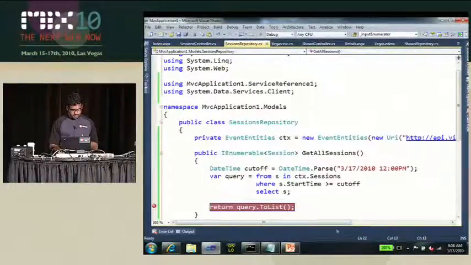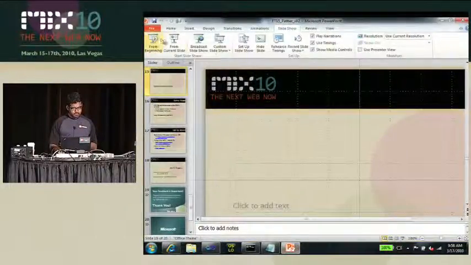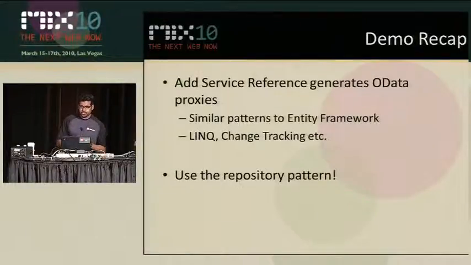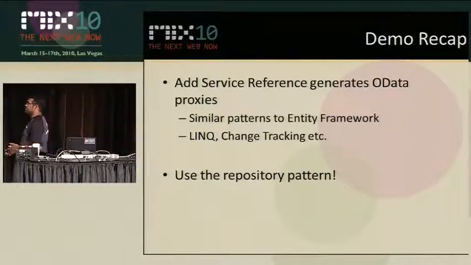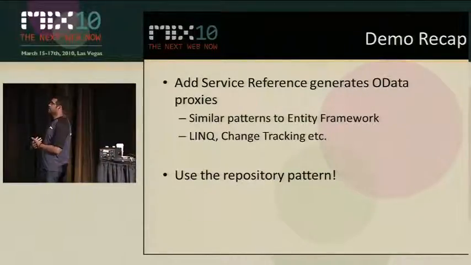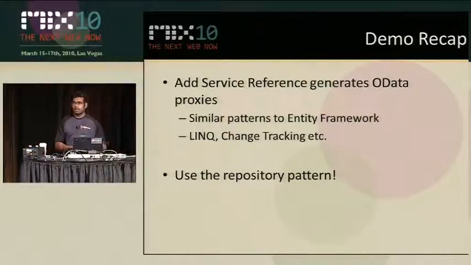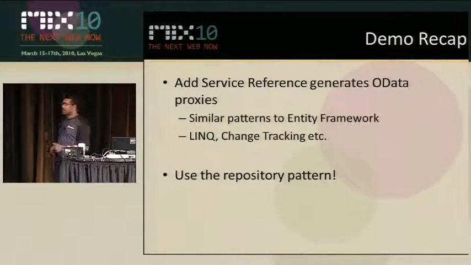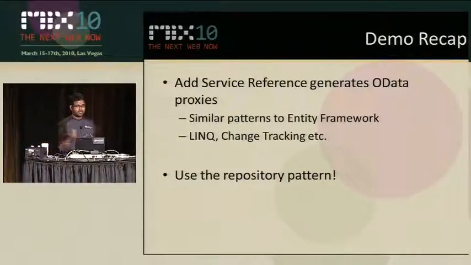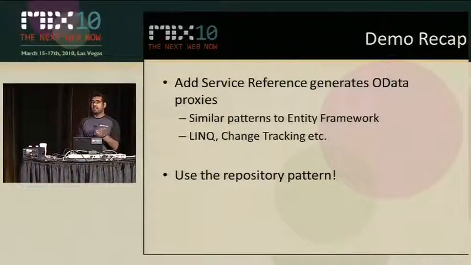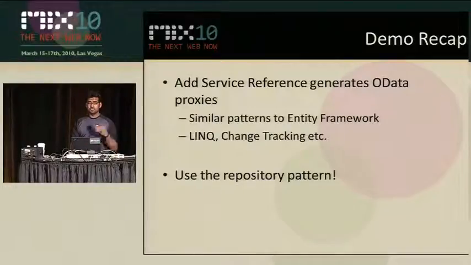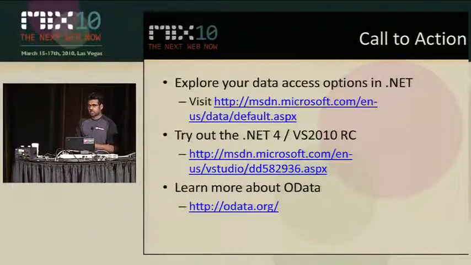All right. So let's quickly go to the slides, wrap up. So we showed you OData access there. Add service reference is the key to getting started with the .NET client library. You'll get similar patterns to the Entity Framework, LINQ querying. What I didn't show here is that those objects that come back can be change tracked as well so that you can push updates back to the service. And even though you're doing OData, you can still use and should use the repository pattern to encapsulate that.